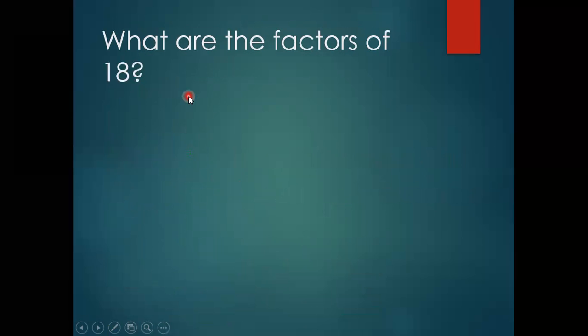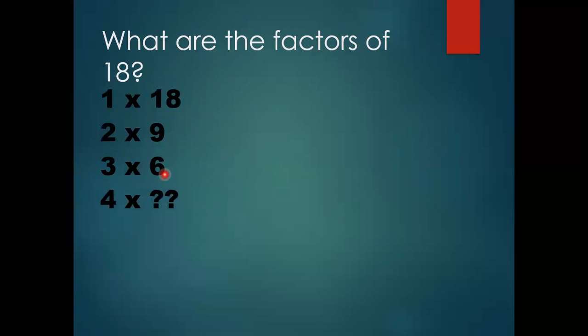Next, what are the factors of 18? Start with 1. 1 multiplied by 18 is 18. Next 2 multiplied by 9 is 18. 3 multiplied by 6 is 18. 4 multiplied by what is 18? We will not get it. So 4 is not a factor, cross it out. And 5 multiplied by what is 18? We will not get it, cross it out.